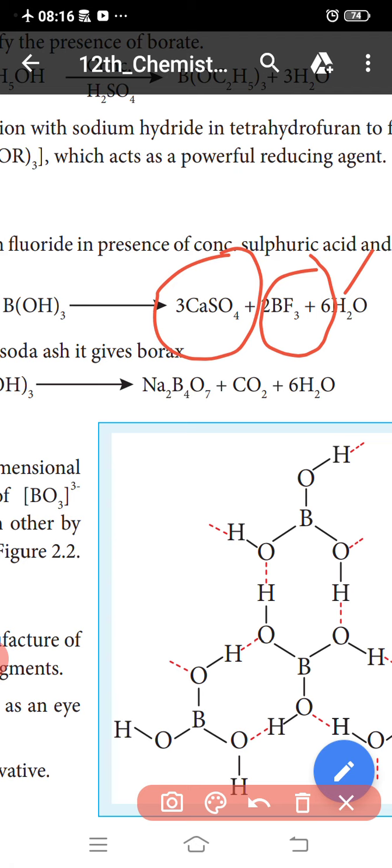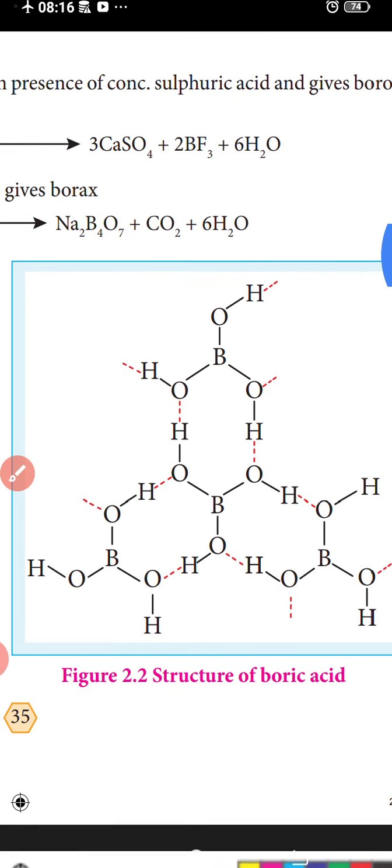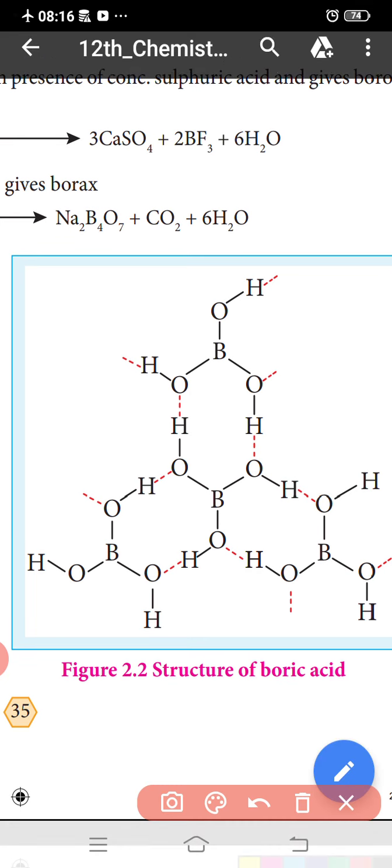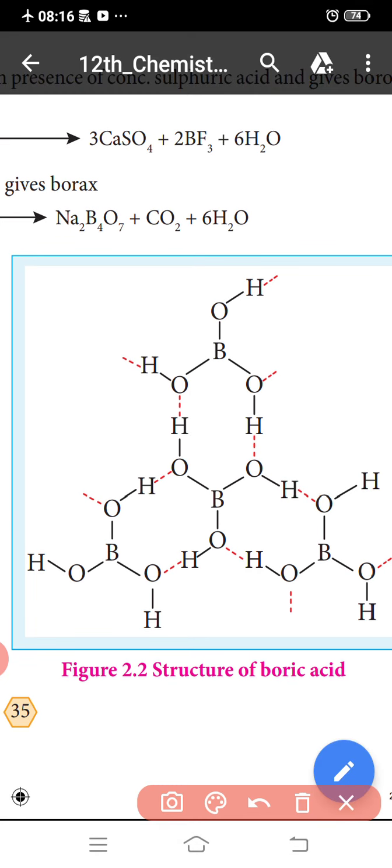The next one, the structure of boric acid. Boric acid has a two-dimensional layer structure. It consists of BO3 units, and these are linked to each other by hydrogen bonds.